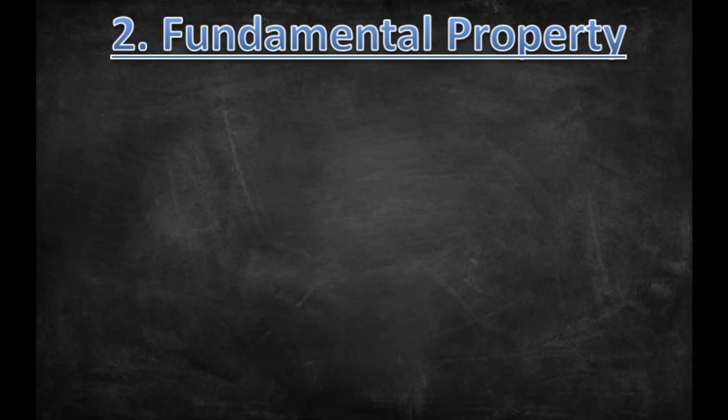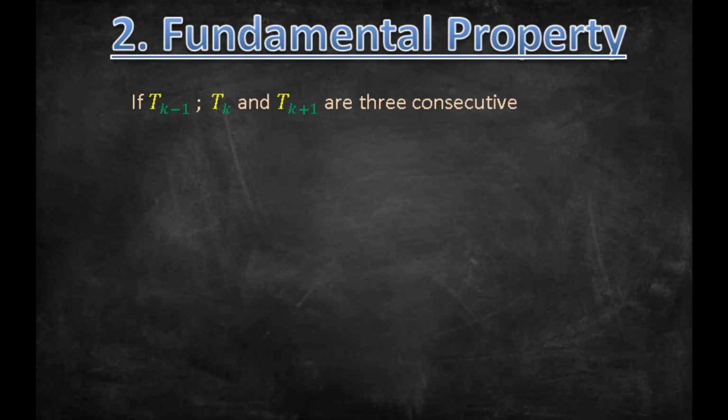Let's have a look at what we mean by the fundamental property of GPs. If t sub k minus 1, t sub k, and t sub k plus 1 are 3 consecutive terms of a GP, then t sub k plus 1 divided by t sub k is the same as t sub k divided by t sub k minus 1.